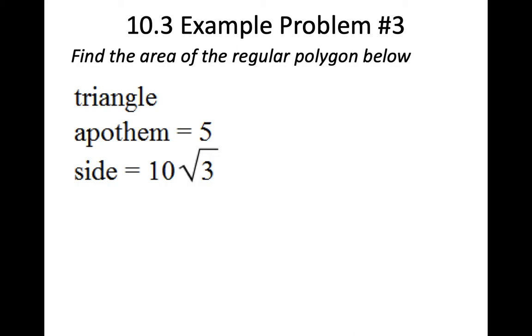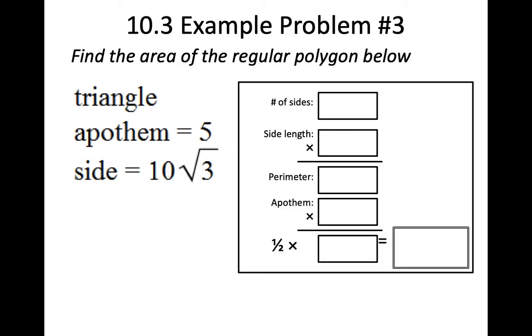Alright, previously we did problems that were rounded. Now let's do some problems that are exact. So here's my graphic organizer again. This is a triangle, so it's got three sides. Each side length is 10 root 3. If I multiply that together, that becomes 30 root 3. My apothem is 5. Multiply that together, and that becomes 150 root 3. Take 1/2 of that, and that's 75 root 3.